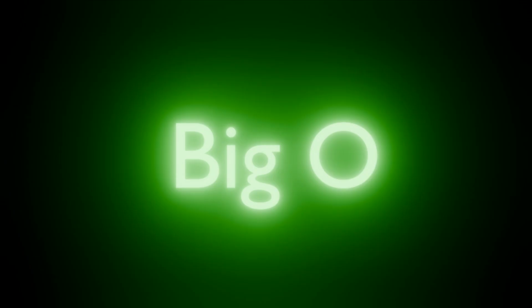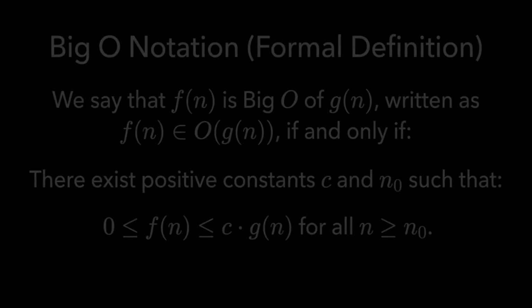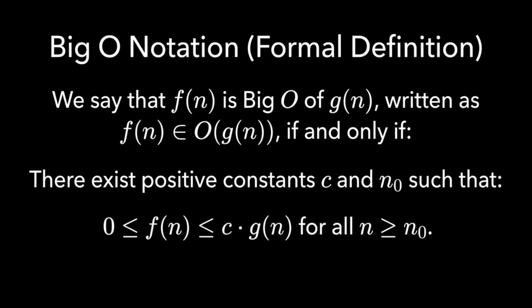Let's define Big O mathematically. A lot of students get confused here, but it's just an upper boundary. We say that our messy algorithm's time, f of n, is Big O of a clean function, g of n.